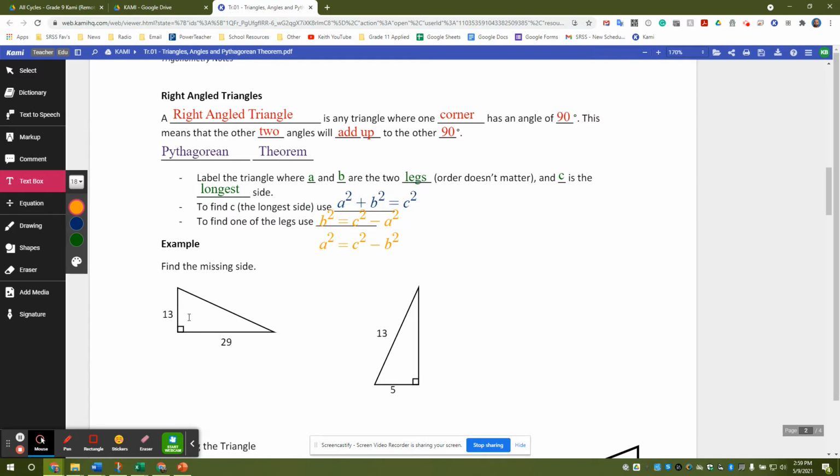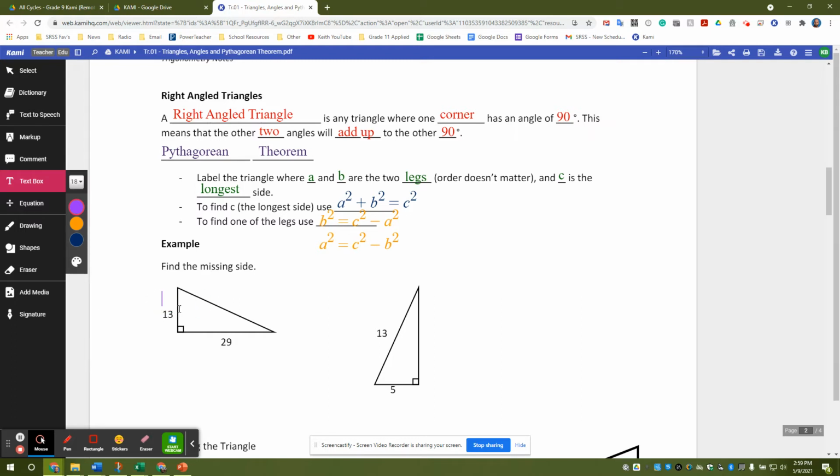The first one is you want to find the missing side. We have 13 and we have 29. We want to find out what this side is here. So when you're doing a question like this, and this is going to be the case in all trig questions, some of the labels will be a little bit different, but in this case here, we need to make sure that we label it with A, B, and C.